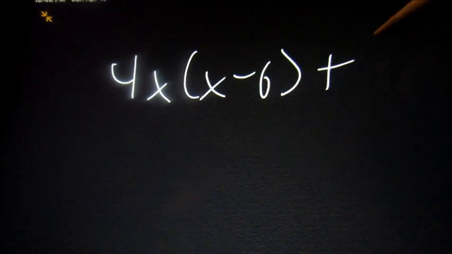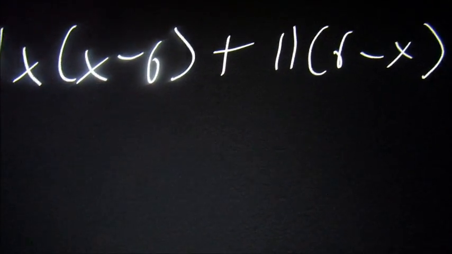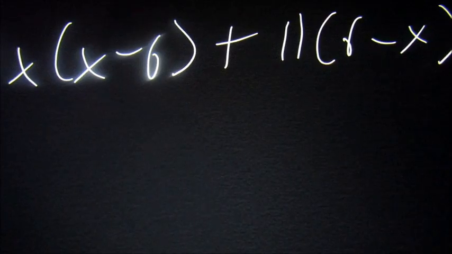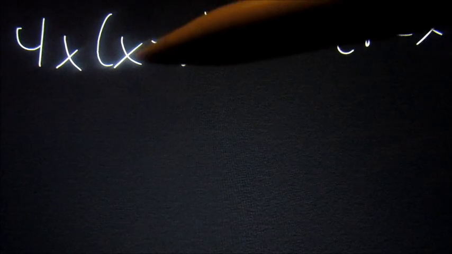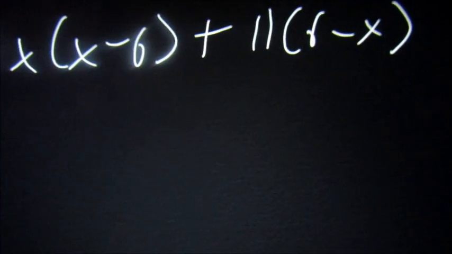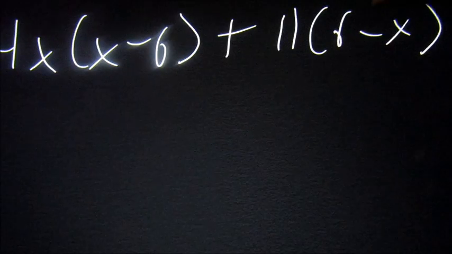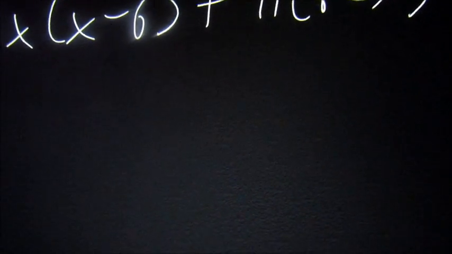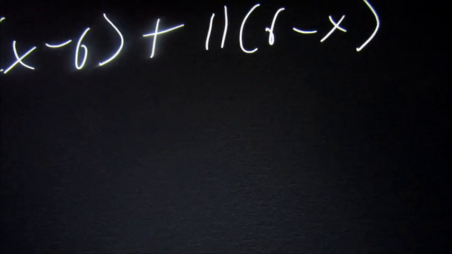Okay, so let's say that you have something like this. 4x times x minus 6 plus 11 times 6 minus x. Okay, so it's already partly factored, but is what is inside the parentheses exactly the same as each other? No, but if you notice, this is x minus 6 and this is 6 minus x. Here the x is positive, here it's negative, here the 6 is negative, and here the 6 is positive. So they're exact opposites of each other. So here I can factor out a negative 1 of just these two.